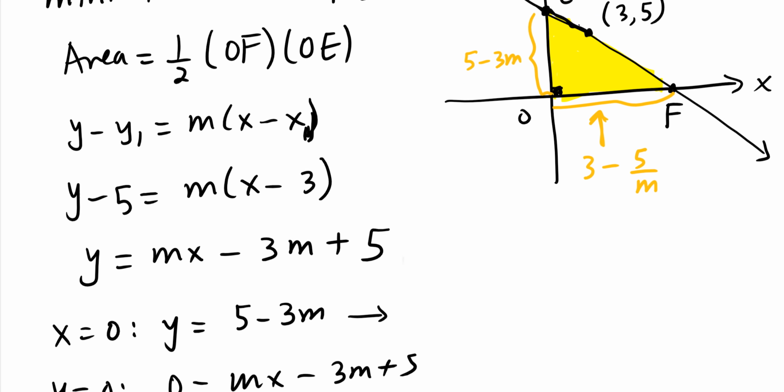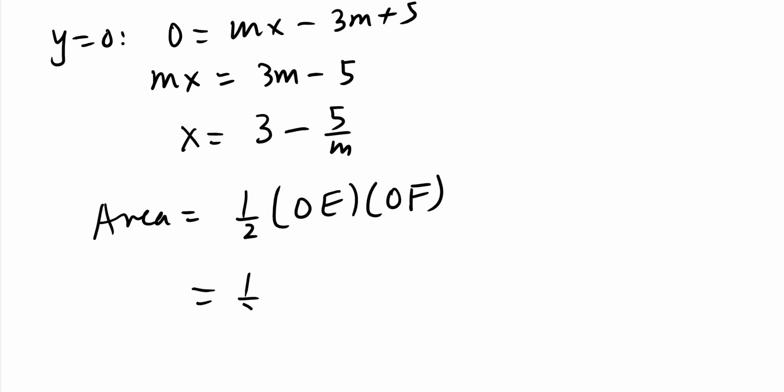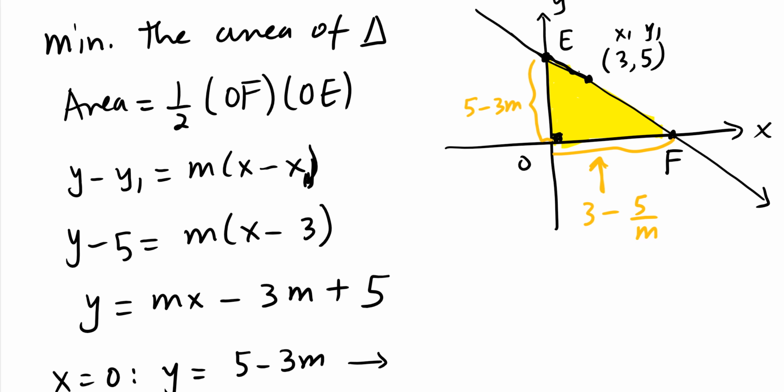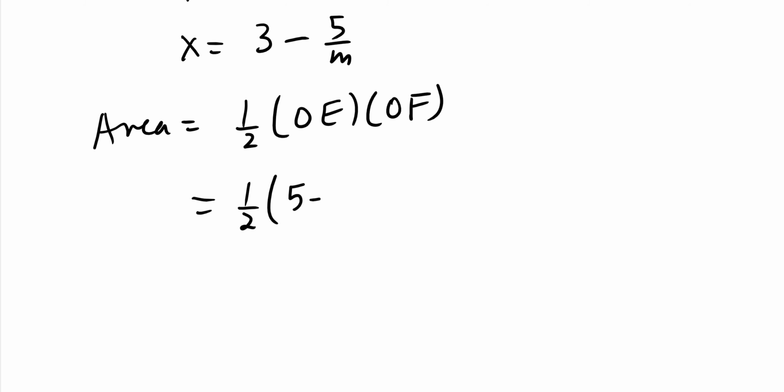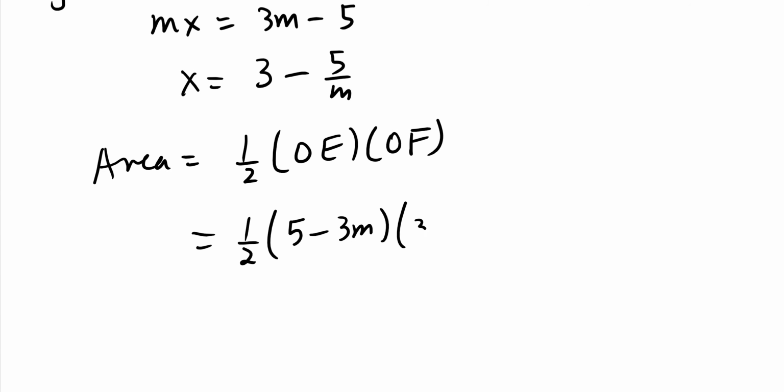I'm going to go back to the definition of the area up there. So we said the area is 1/2 OE times OF. So the area is 1/2 times OE, which is 5 minus 3m, times OF, which is 3 minus 5 over m. This is a function in m, A of m. Keep in mind the slope is negative because the straight line is going down. So what we need to do is find the derivative.